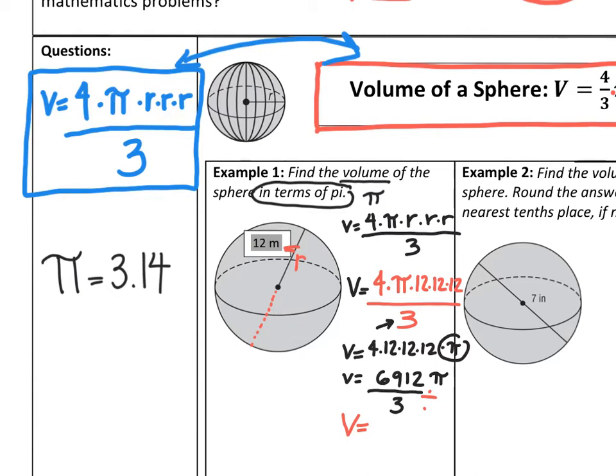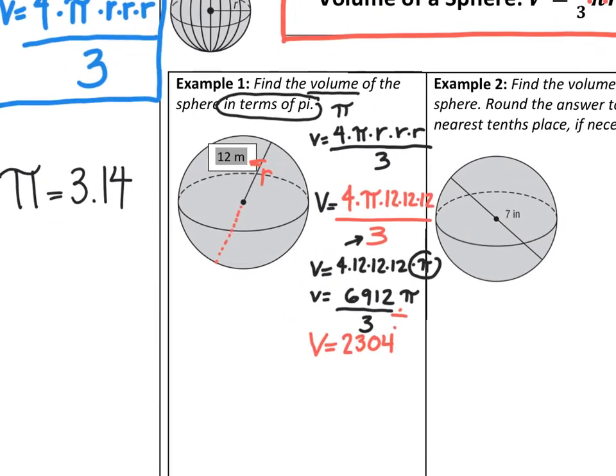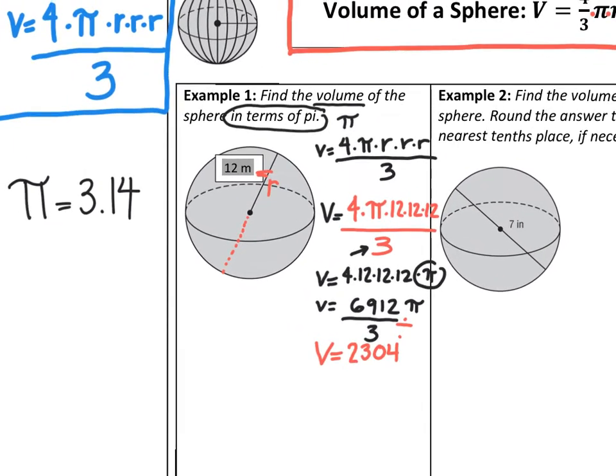And if you did it correctly, you should get 2,304. We're almost done. Let me show you this last piece here. 2,304. And don't forget we need pi at the end because that's what our directions ask for. And then what's very important is our measurement.